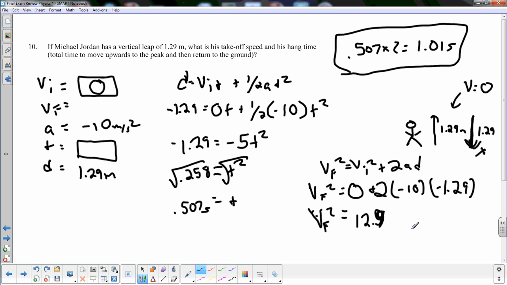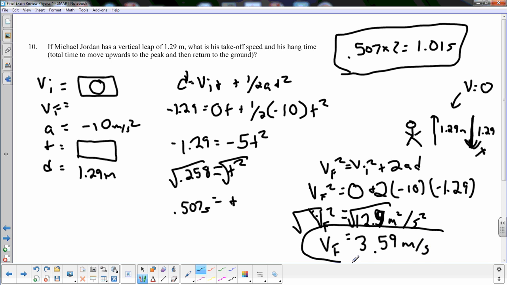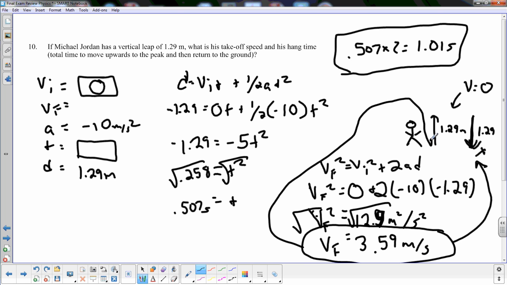That you need a calculator for. VF is going to be 3.59 meters per second. So that's how hard he hits the ground when he lands, which is also how hard he jumps up when he jumps. So, what's his takeoff speed? 3.59 meters per second. What's his hang time? 1.01 seconds.